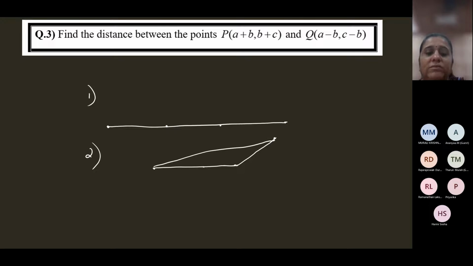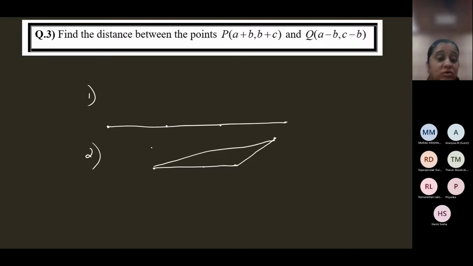Though we have 4 points, we are only able to make a triangle out of this, because 3 points are collinear. We think we can make a quadrilateral using these 4 points. But what happens? 3 points are collinear, so only a triangle is formed. Though we have 4 points, by joining them, we are able to form only a triangle.